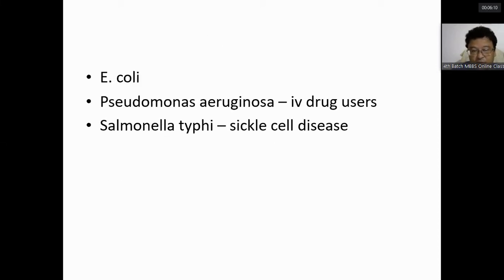And we have other organisms, gram-negative organisms like E. coli, Pseudomonas aeruginosa, especially in those who are immunocompromised, like IV drug users. And another is Salmonella typhi. Okay, so if a person with sickle cell disease gets osteomyelitis, it's most probably due to Salmonella typhi, because in patients with sickle cell disease, the organism is found more. So if the patient with sickle cell disease gets osteomyelitis, the common organism is Salmonella typhi, but it does not mean that Staph aureus may not be found. Okay.